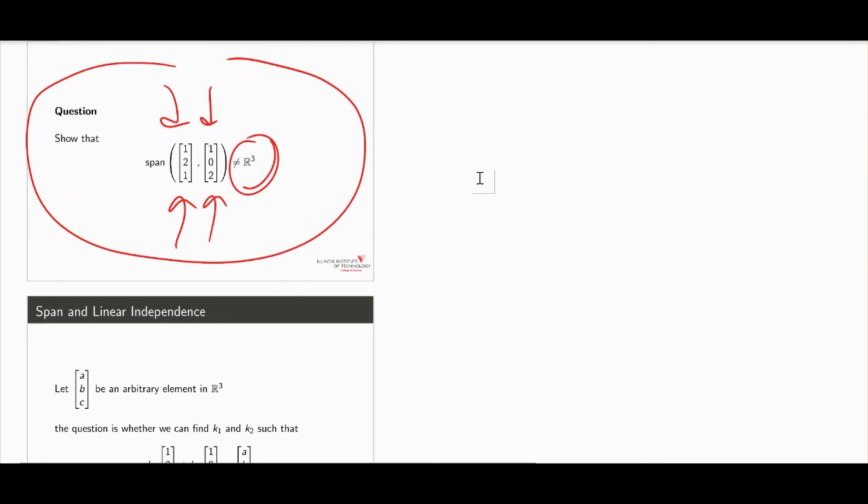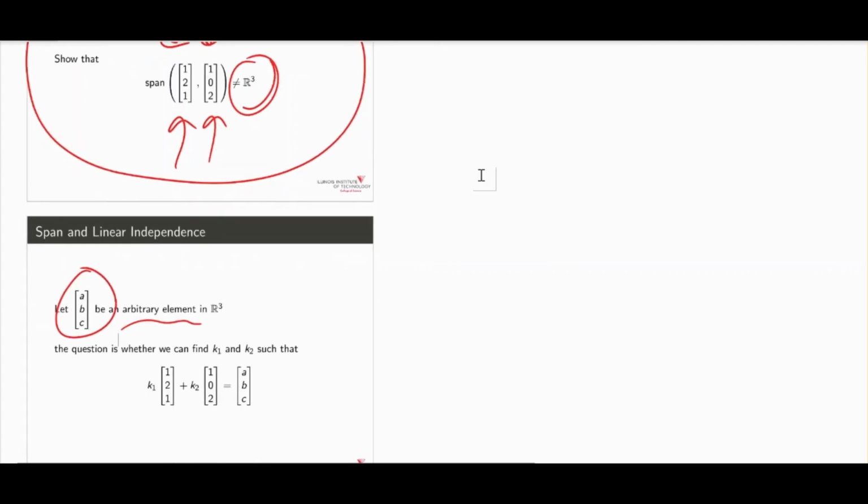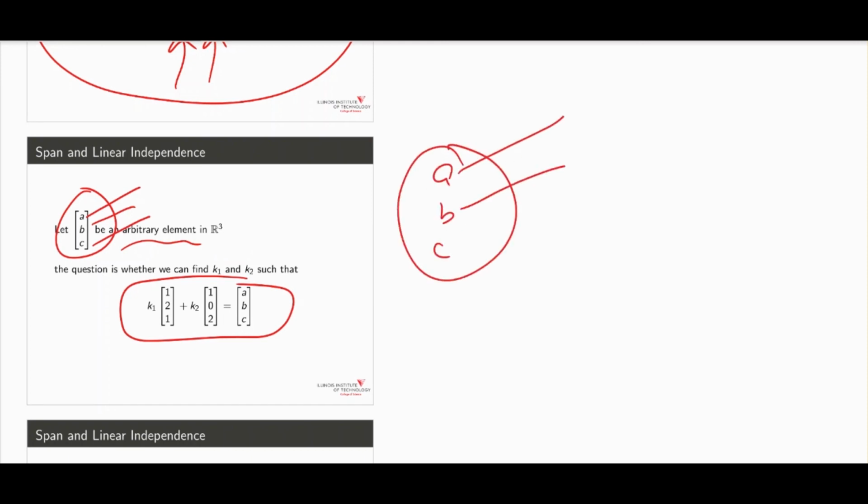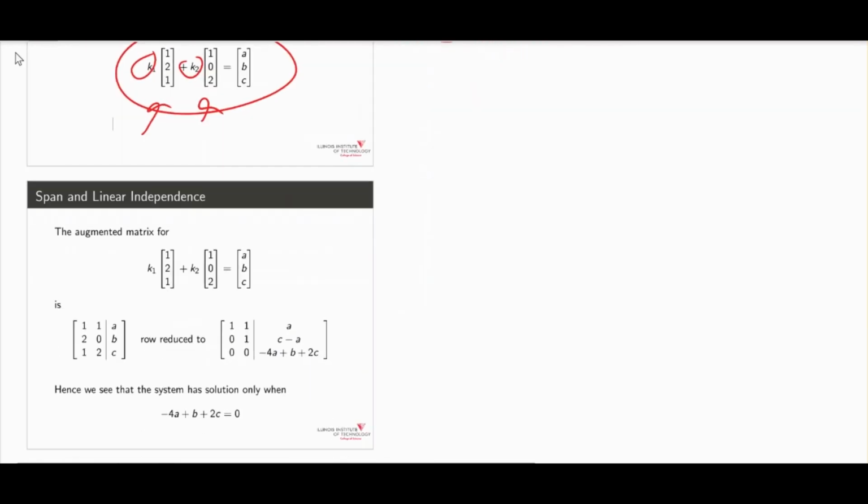All right, welcome back. What you need to do is the same as before. You take an arbitrary fixed element in R3, and you try to find k1 and k2 such that you have this. Remember, a, b, c here are not variables. They are fixed numbers. You just don't know what those numbers are, but they are fixed and are not going to change. This, however, is the variable. So we want to find k1 and k2 such that k1 of this plus k2 of this equals that. So you put it as an augmented matrix.